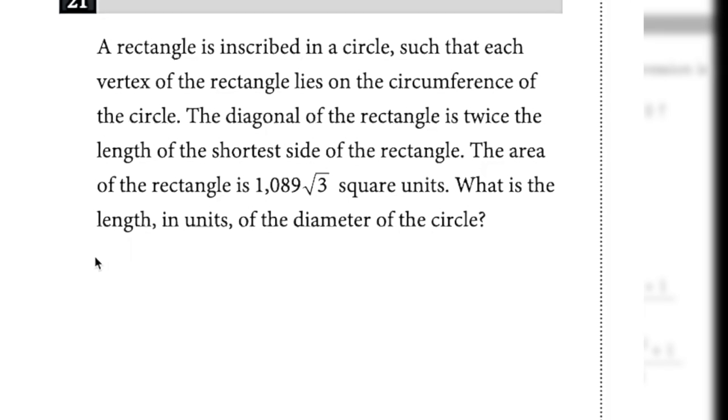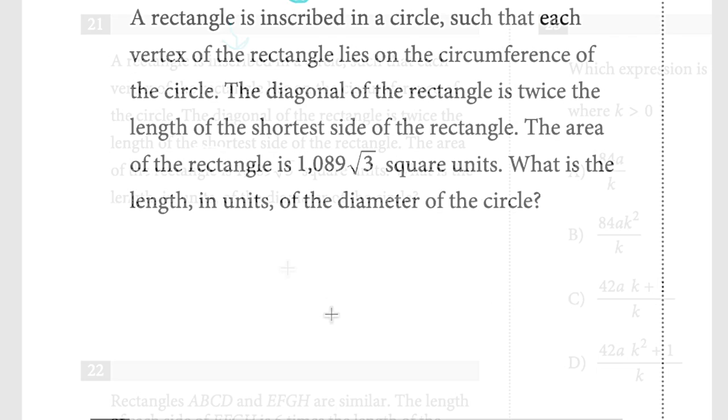What is the length of the diameter of the circle? Okay, this one I think we're really going to have to see what's going on so that we can kind of visualize it. It says a rectangle is inscribed in a circle. The corners are going to be touching. It's going to be as tight a fit as possible. So to visualize this, let's get ourselves a circle. Maybe change the color to something other than white so we can actually see it.